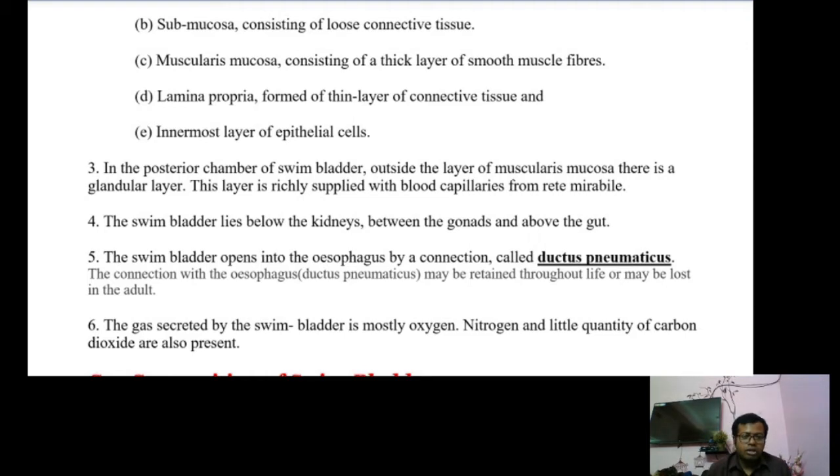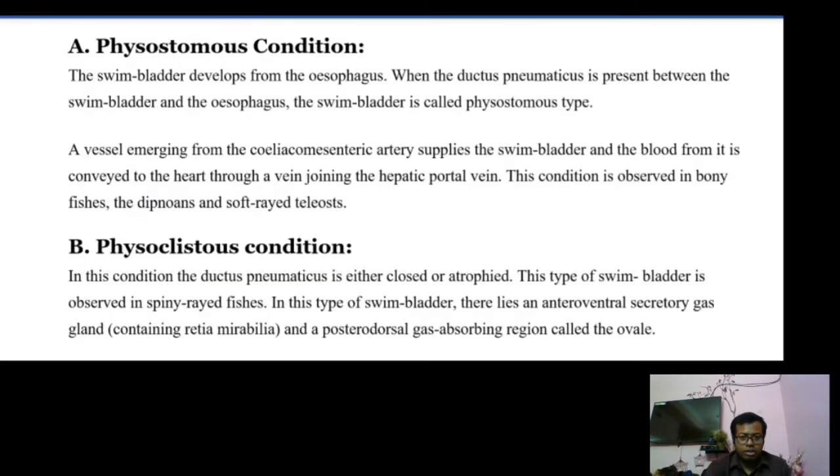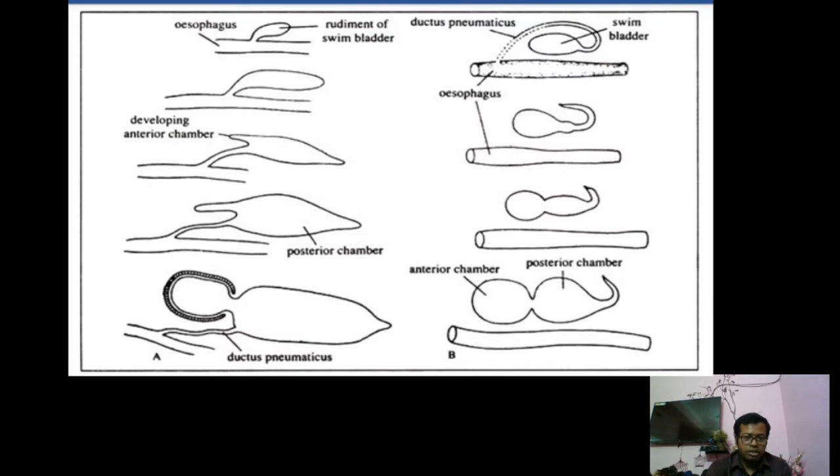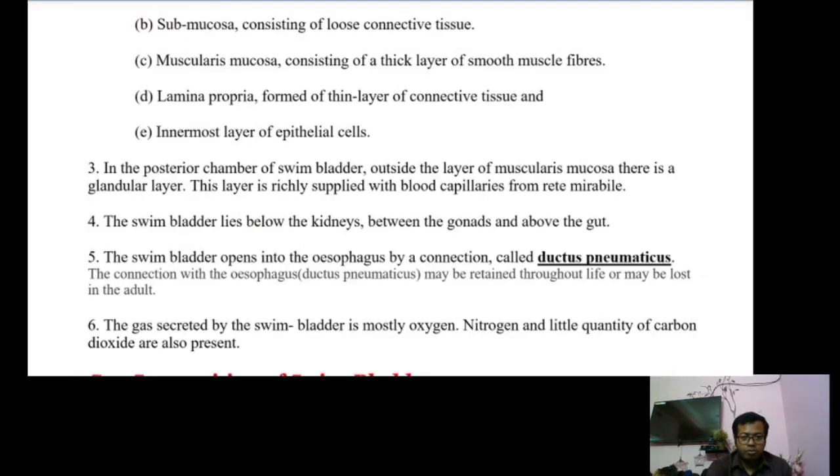Number four, swim bladder lies below the kidneys, between the gonads and above the gut. This is the position of the swim bladder. Fifth point, the swim bladder opens into the esophagus by a connection called ductus pneumaticus. As you can see in the first picture, there is a connection between the gut and the swim bladder. This connection is called ductus pneumaticus, although this is not present in all the fishes. It is lost in some fishes.